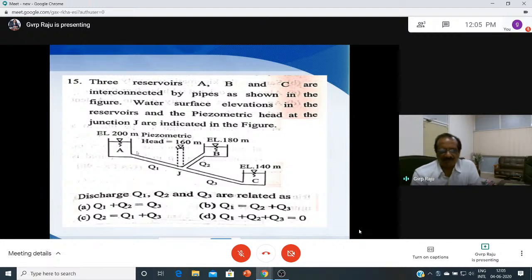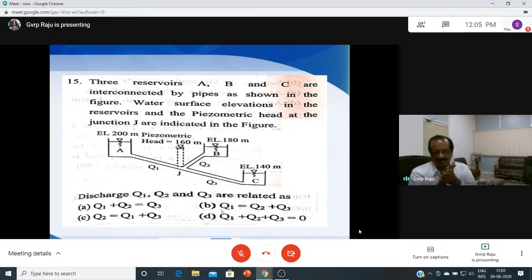So then what is happening here? Whatever quantity of water is flowing from A is coming down here, because it is 200, it is 160. Q1 is coming down. And Q2 here, this is 180 and this is 160. Q2 is coming down. So there is a combination of Q1 and Q2 here, and both are going down. Because it is 160 and 140, the equation is Q1 plus Q2 is equal to Q3. Normally people think that straight away they will give B, which is wrong.